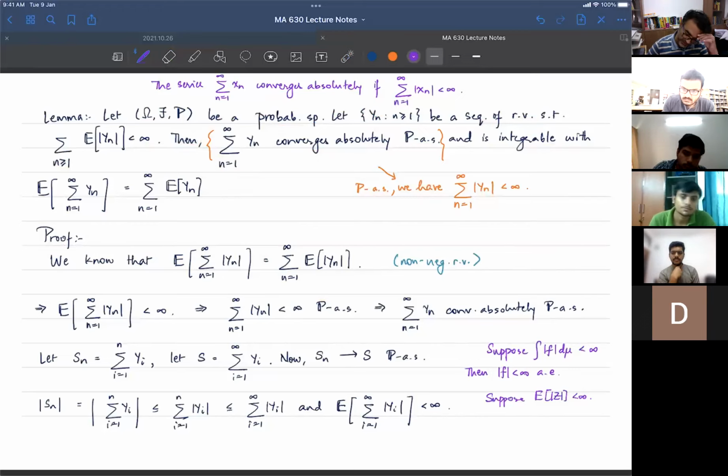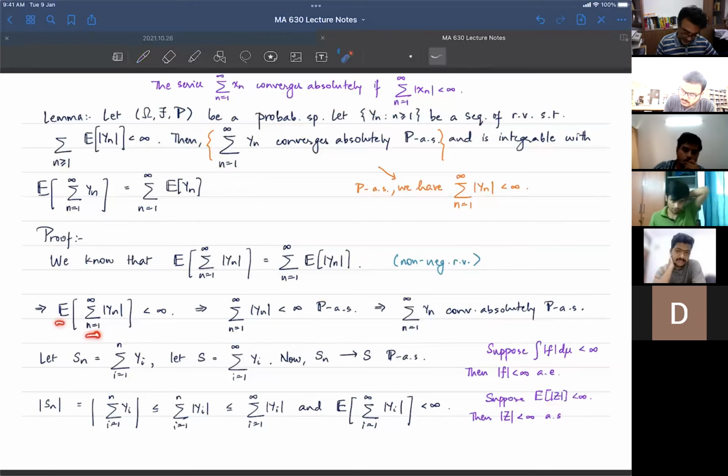Similarly, if I have expectation of the absolute value of z is less than infinity, then what must be true is that the absolute value of z must be less than infinity almost surely. Okay. So where are we? Expectation of the sum n going from 1 to infinity of the absolute value of yn is finite. So I'm basically saying the expectation of this non-negative random variable is finite. So that means the non-negative random variable must be finite p almost surely. So the sum n going from 1 to infinity of the absolute value of yn must be finite p almost surely.